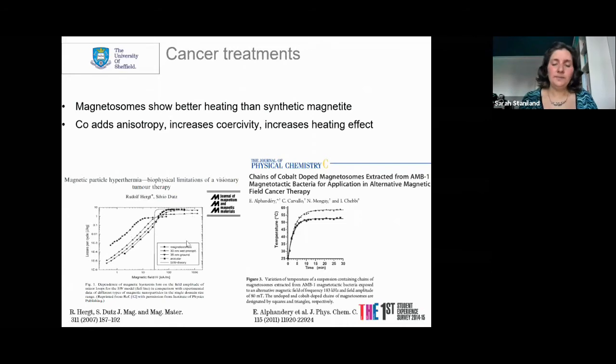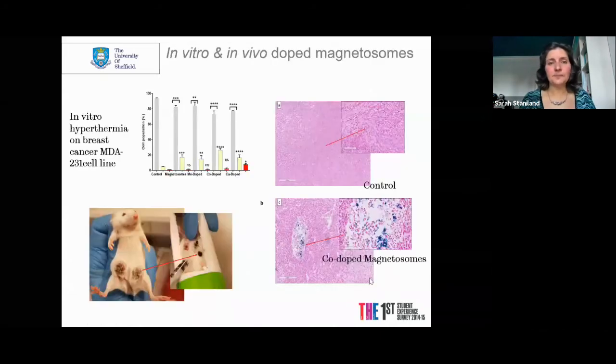larger increase in temperature. And indeed, this has been shown by another group, who basically did this. They copied the method that I showed with adding the cobalt, and they did see this increase in temperature with adding cobalt. So really, the magnetosomes themselves should be quite powerful nanomedicines.